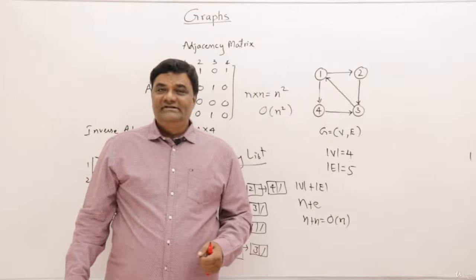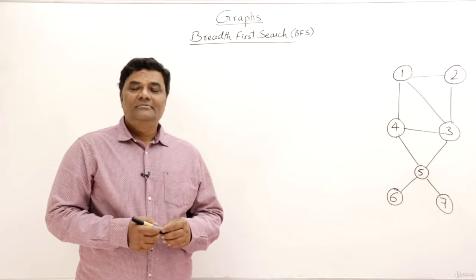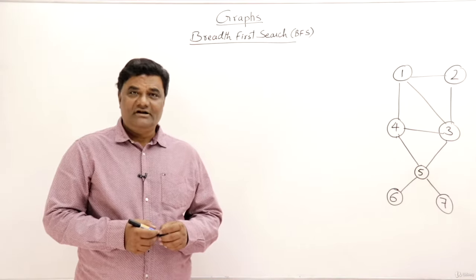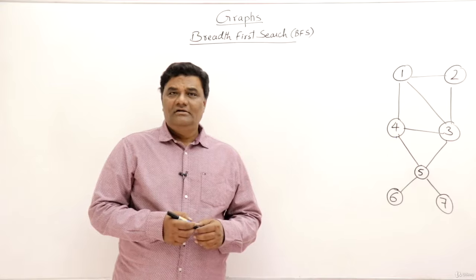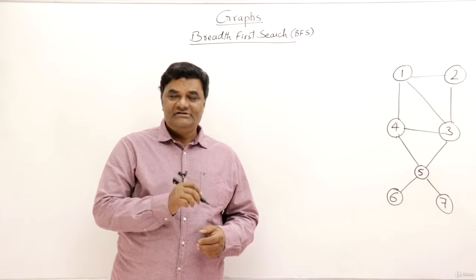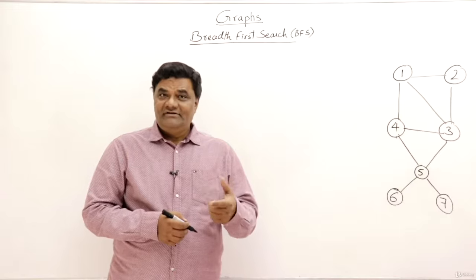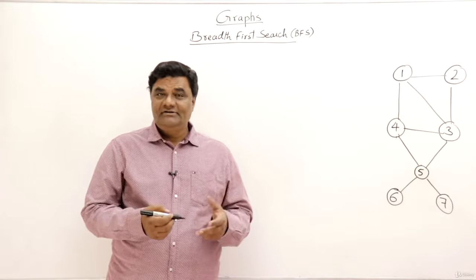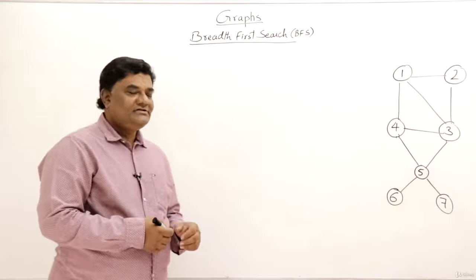In coming videos, we will see algorithms on graphs. Here we look at breadth first search traversal of a graph. As a graph is a nonlinear data structure, there are two suggested traversal methods, breadth first search and depth first search. These are similar to tree traversal methods. How they are similar to tree traversal methods, I'll show you. Let us start with breadth first search.